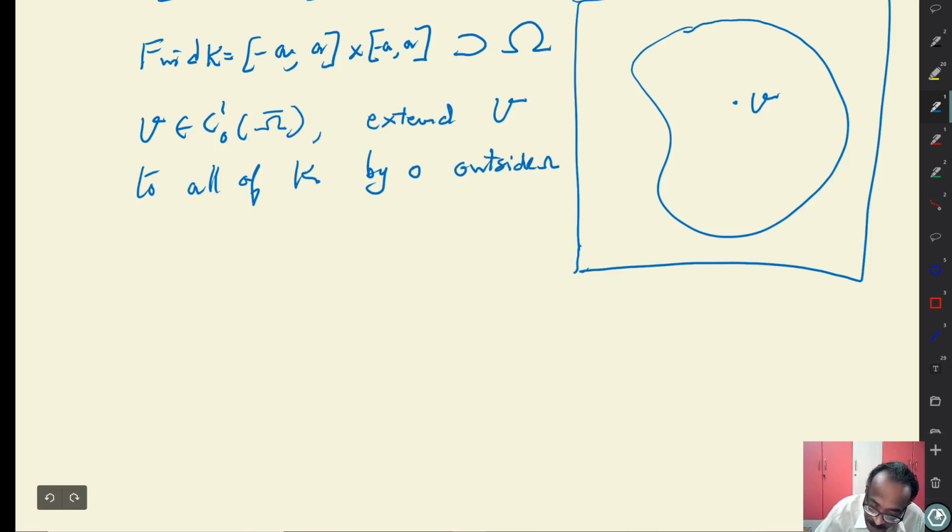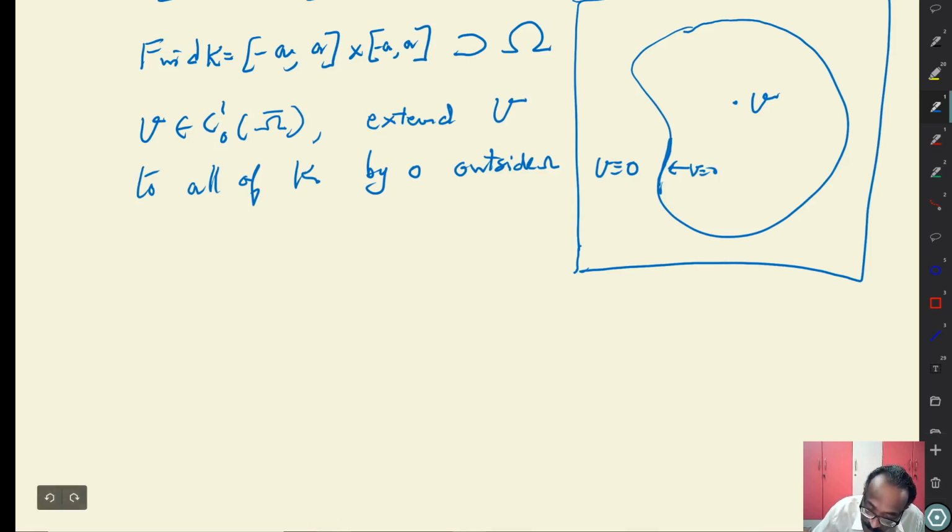So v is given here, which is a continuous function. It is 0 at this point, so define v as 0 here. You extend it, and this extended function we denote by the same v. So you can apply this to v, which is a continuous function, and it also keeps all the properties.